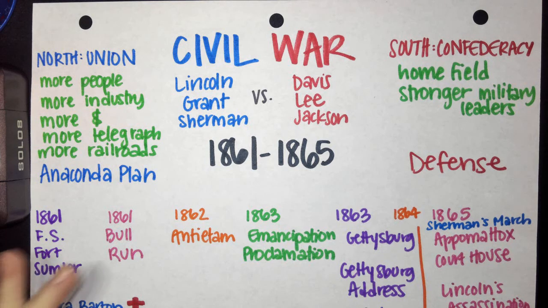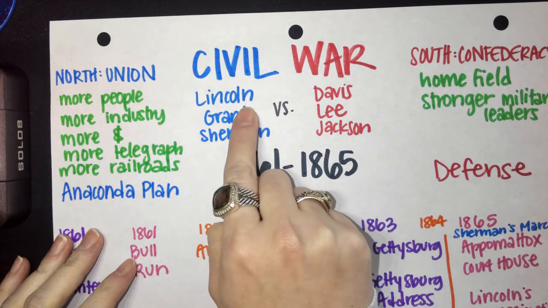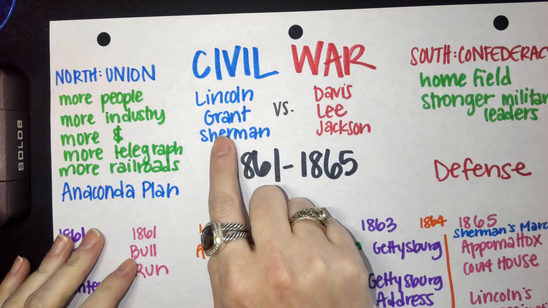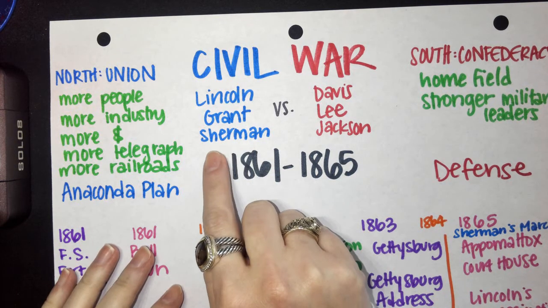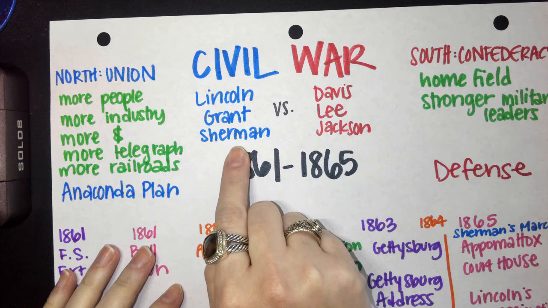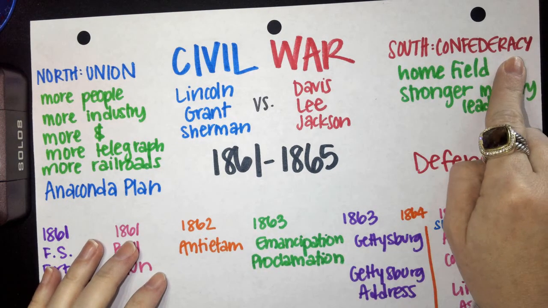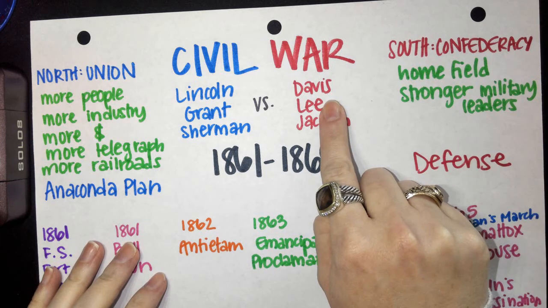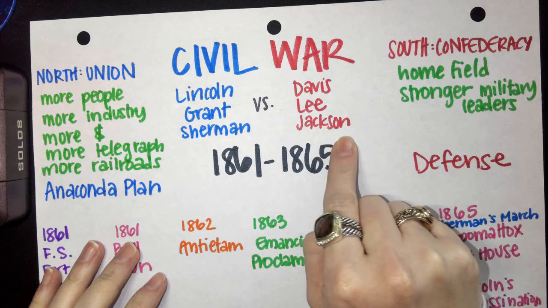The North is going to be referred to as the Union, and representing the Union will be President Abraham Lincoln. And then his generals will be Ulysses S. Grant, and another major general will be William Sherman. The South will be referred to as the Confederacy, and their president was Jefferson Davis, and his major generals were Robert E. Lee and Stonewall Jackson.